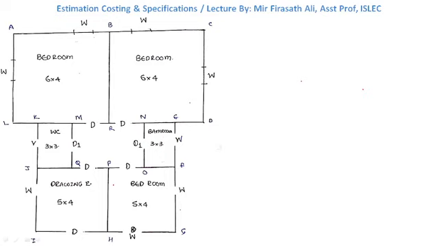Now, our next step is to calculate the total center line of the building. So, let us find out the center line length of the building. The total center length of the building will be calculated as follows. Look over here, all these points we need to add.